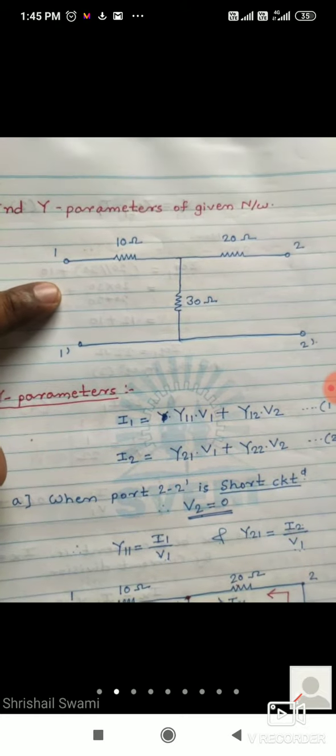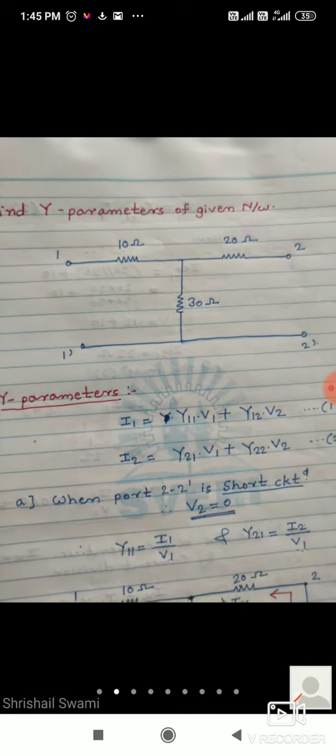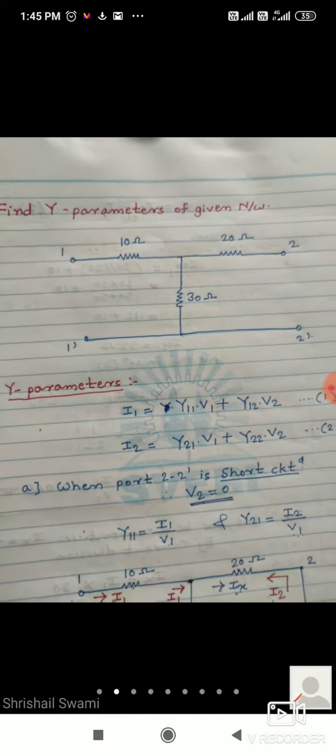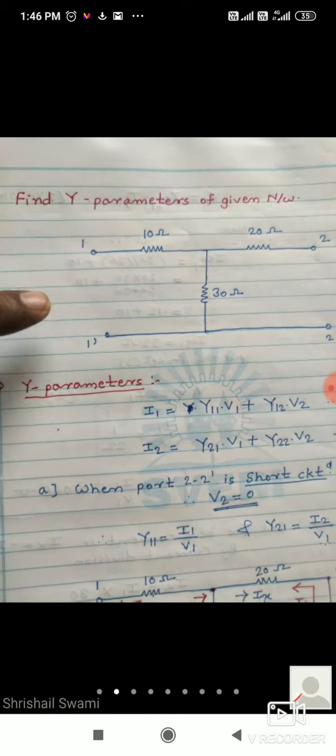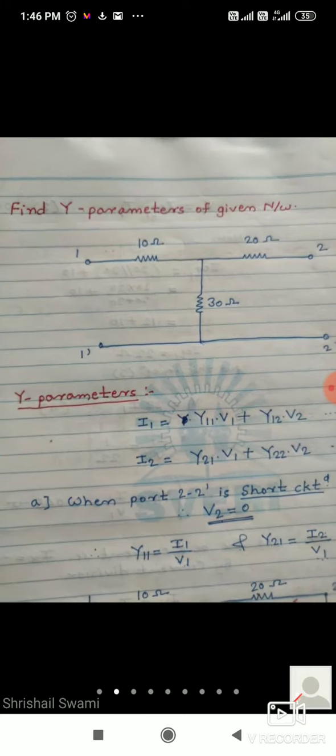So, this will be the network. Here, 10 ohm, 20 ohm, 30 ohm resistors are connected in the form of a T. So, this network is also known as a T network. We are learning in this unit what we mean by a T network and a pi network, but you can just note down that this circuit is also known as a T network.